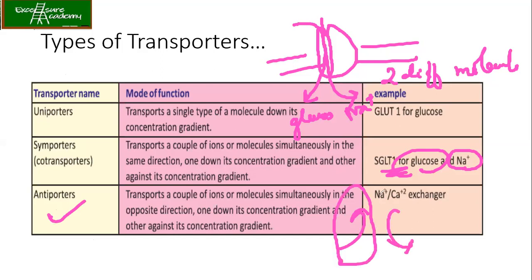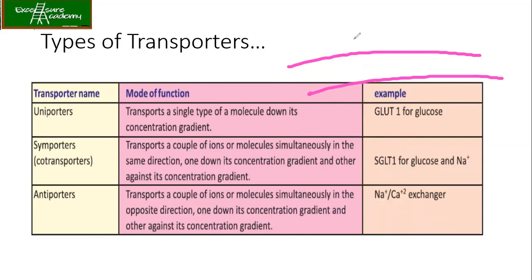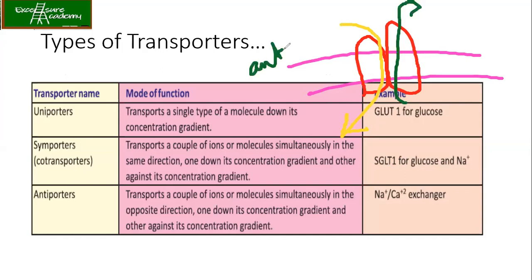So if you have transporters on a plasma membrane, you have the antiporters, in which one molecule goes in one direction and the other goes in the opposite direction. These are called antiporters. What are the examples? The exchange of Na+ with respect to Ca2+ exchanger. This is just one example.